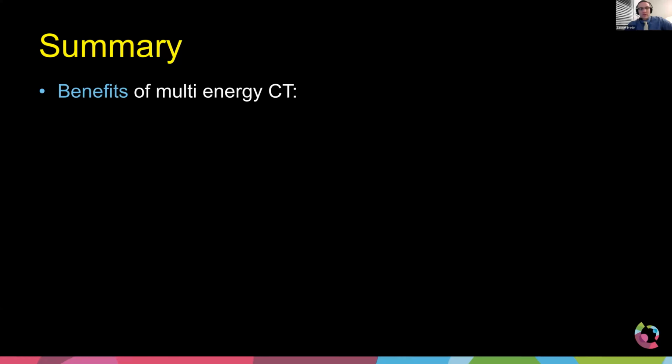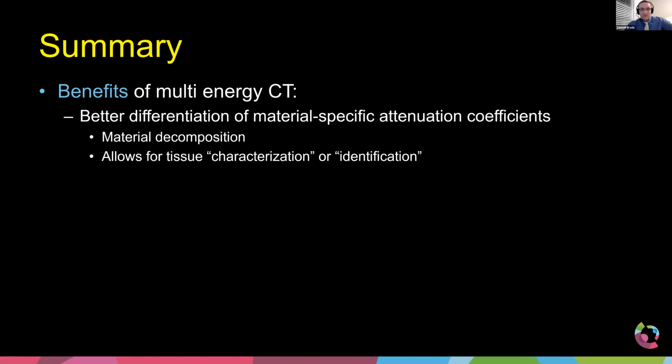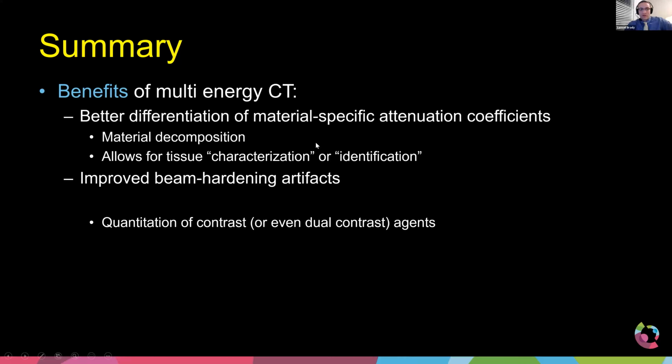So just in summary, what are the benefits of multi-energy? Well, we've talked about better differentiation and being able to identify the different types of materials in the image. So material decomposition, characterization, or identification is what we're trying to do.